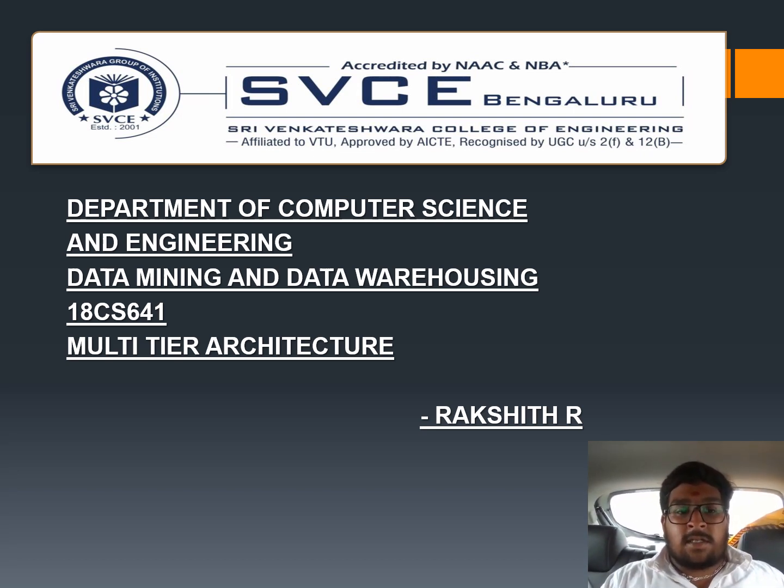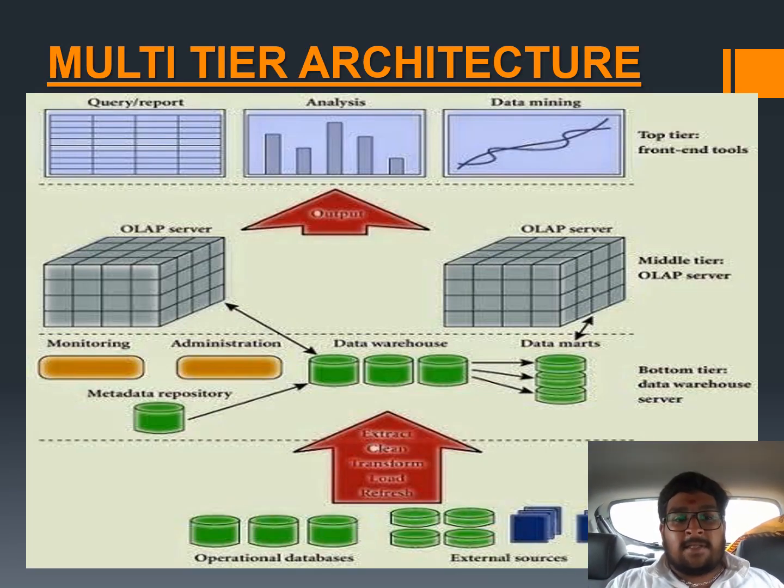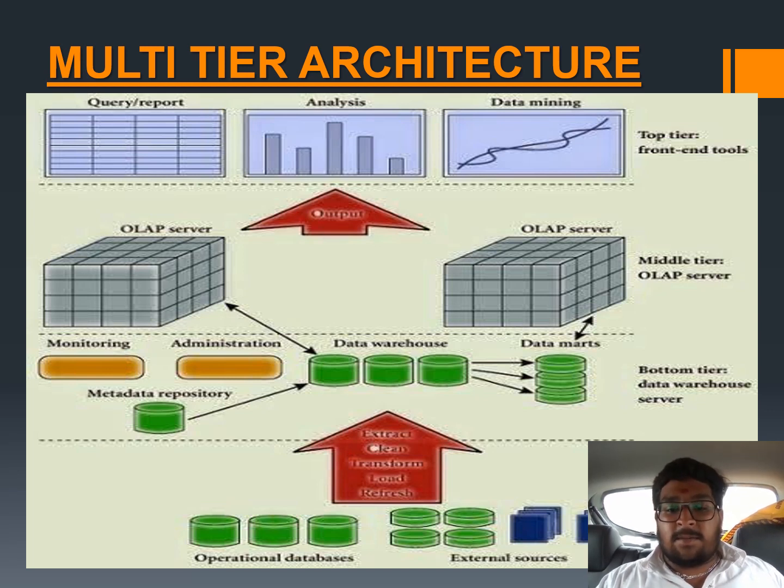Today we are going to discuss the subject of data mining and data warehousing, in which the topic is multi-tier architecture. Here is the schematic diagram of the multi-tier architecture, which represents the top tier of front-end tools and the middle tier, which consists of OLAP servers, and the bottom tier known as data warehouse servers, and below that are the metadata repository, relational database and all the data.